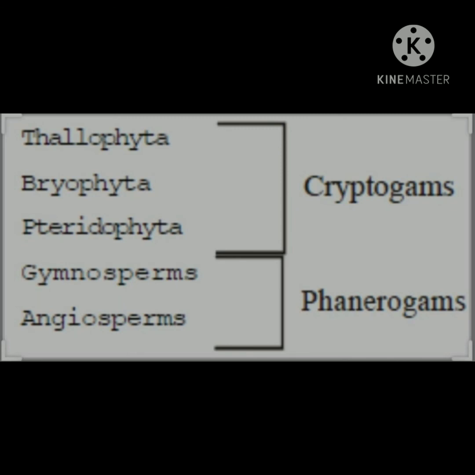Depending on whether they are flowering or non-flowering, kingdom Plantae is divided into cryptogams and phanerogams. Cryptogams are non-flowering plants and phanerogams are flowering plants. Cryptogams are further divided into Thallophyta, Bryophyta, and Pteridophyta. Phanerogams are divided into angiosperms and gymnosperms. Angiosperms are further divided into monocotyledons and dicotyledons.